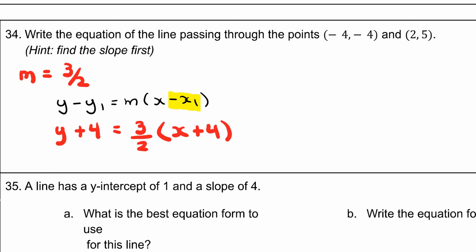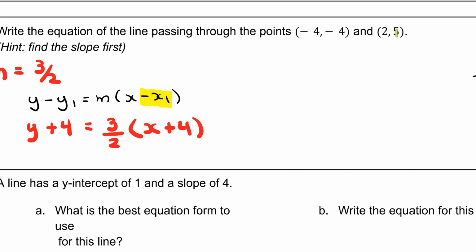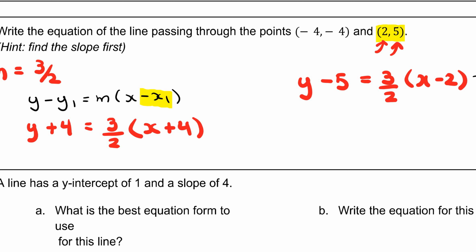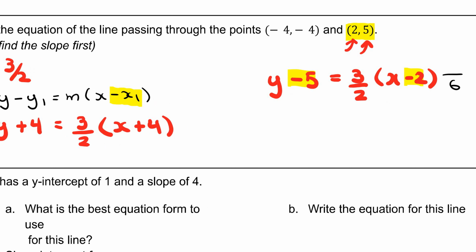Okay, so that's one way where you can find the equation. Another way where you can find the equation here is you can use this coordinate right here, and since the x and y values are positive, you just write y minus 5 equals the slope, which is 3 over 2. And the x value is going to be negative, so x minus 2, right? So you're always taking the opposite values from the coordinates. So those are two ways where you could write the equation of the line there.